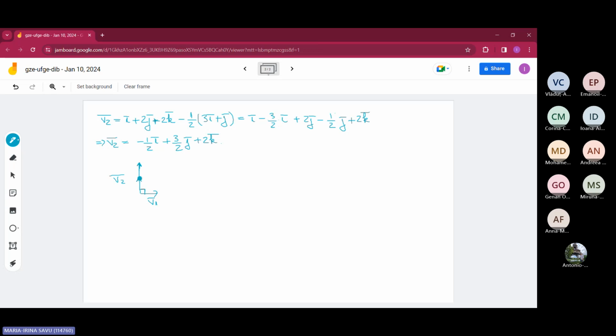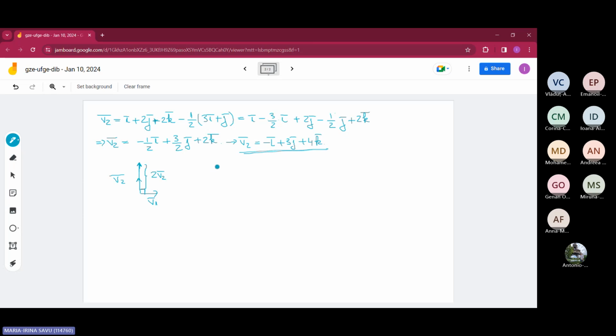And you know that if you multiply a vector by a number, you will get a vector which has the same direction as the first vector. So this is the vector 2V2, and this will also be perpendicular on V1. So instead of working with fractions, I'm going to multiply this vector by 2, and I will choose V2 to be this one, minus i plus 3j plus 4k, because in this way it's easier for me to make the computations, and I also have a vector which is perpendicular on V1, so it's fine.